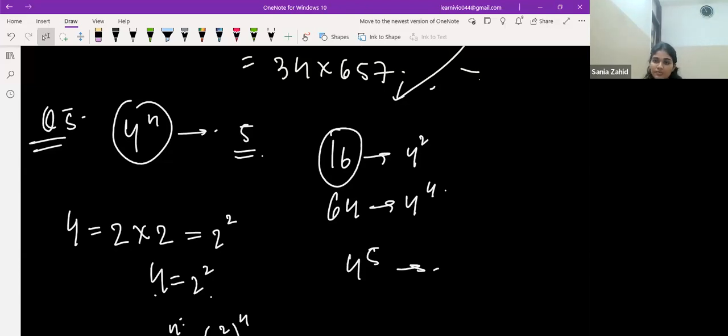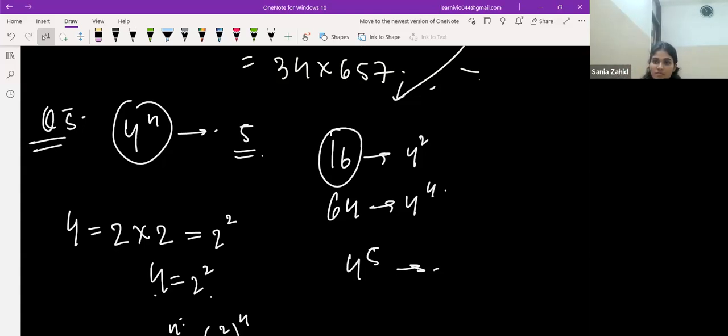So for any number to end with the digit 0, it should have 2 and 5 as its prime factors. No, not 2 and 5. It should have only 5. 2 can be or cannot be, but 5 has to be. It's not really necessary that it will have 2 as its factor. It will have 2 as its factor also, but specifically we are talking about 5 here.